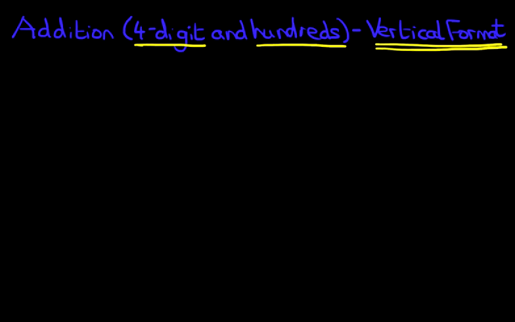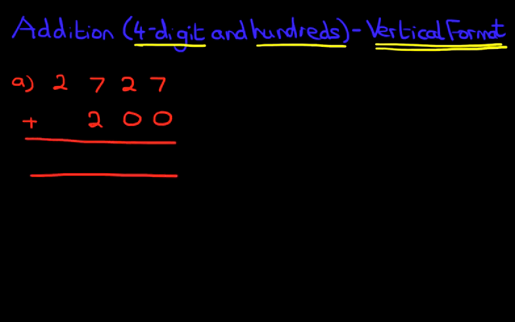Okay, so let's begin with our first example. Let's start with a nice easy one. Now as I'm writing this, we have done addition of units, ones and tens to 4-digit numbers. We've also added hundreds to 3-digit numbers. Now the same principles apply. Once you've mastered that, this should all be straightforward.